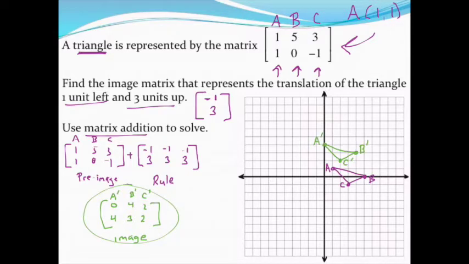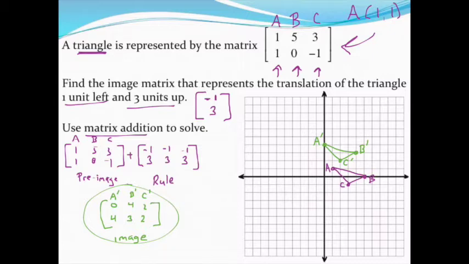So there are the coordinates I ended up with for the image. Notice I labeled the columns A prime, B prime, and C prime. Again, I simply did that by adding -1 to everything in the top and adding 3 to everything in the bottom. And then I've graphed as well. And notice in my graph, I've also labeled my points. I'm picky about that, so make sure your points are labeled.